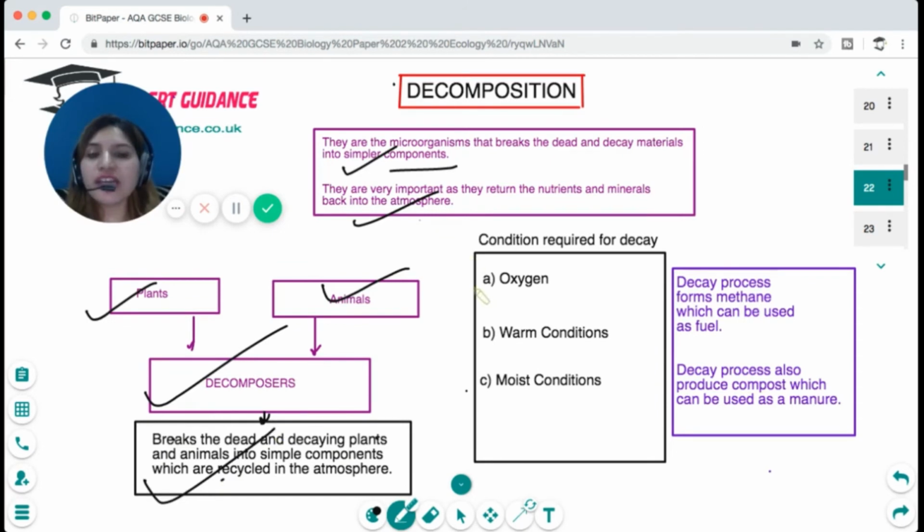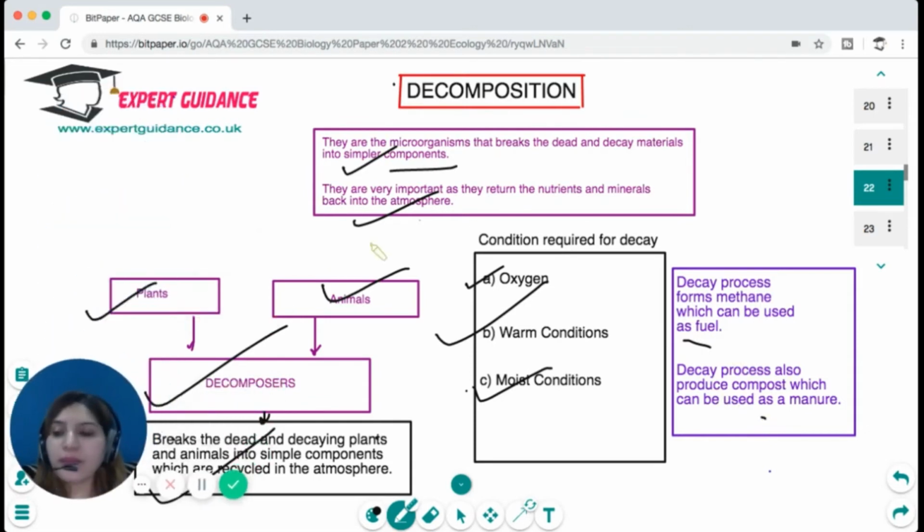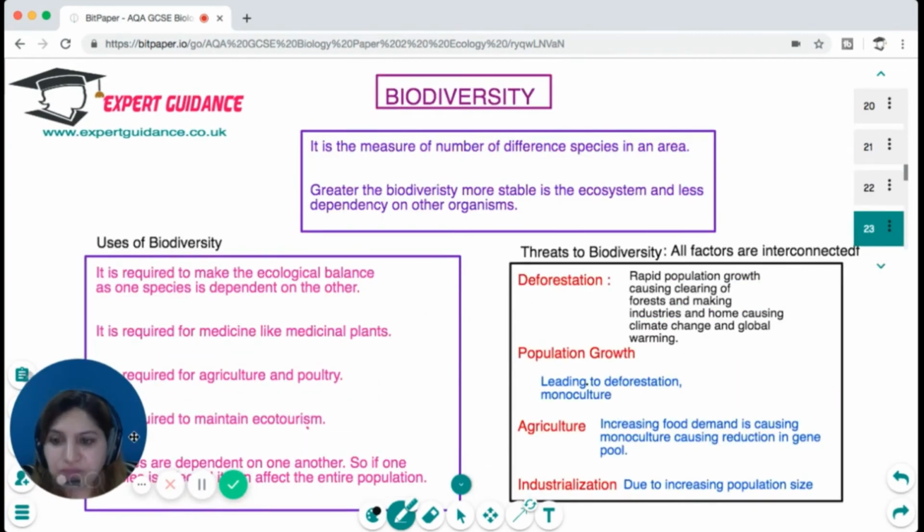Now, for the decay to happen, oxygen, warm conditions, and moist conditions are required. The decay process forms methane, which can be used as fuel, and the decay process also produces compost, which can be used as manure. So decomposition is a very important step for sustaining the ecosystem.